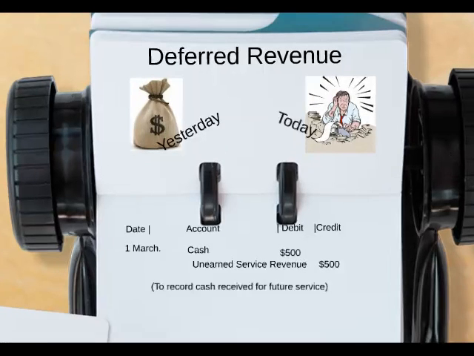A deferred revenue is when cash is received before the revenue is earned. On the 1st of March, John pays a cleaning company $500 to clean his house during the month of March. The cleaning company's general journal is as follows. The cash account increases by $500, and the unearned service revenue also increases by $500.